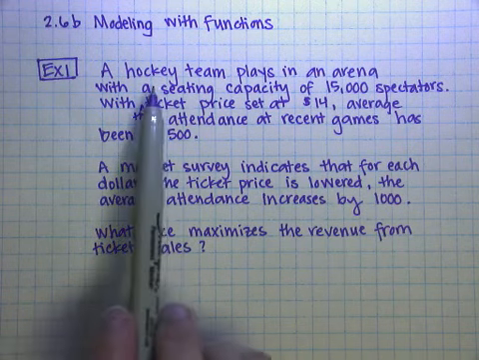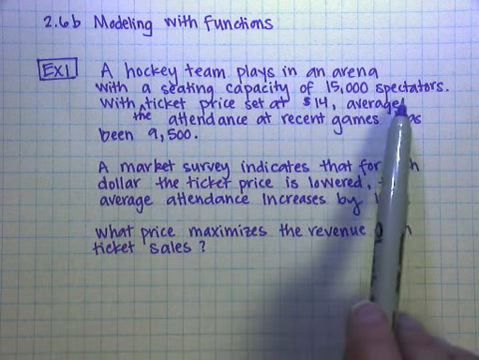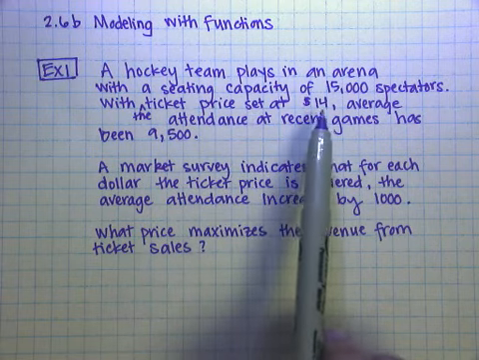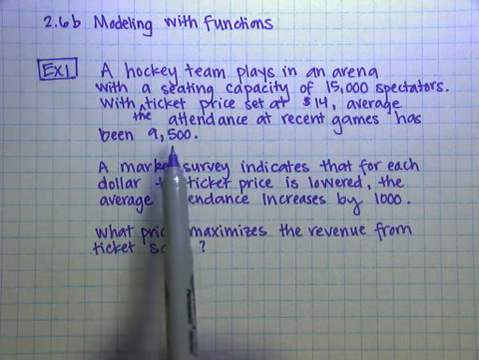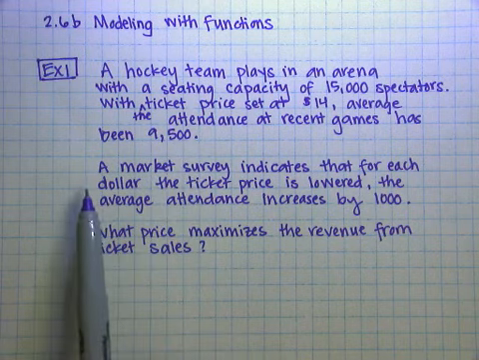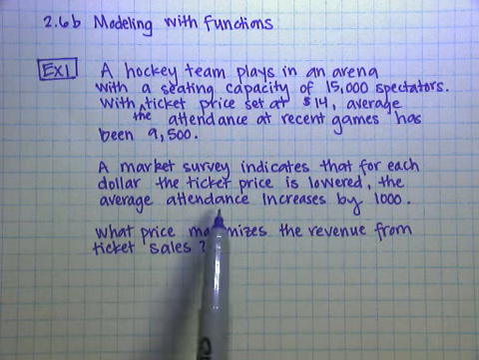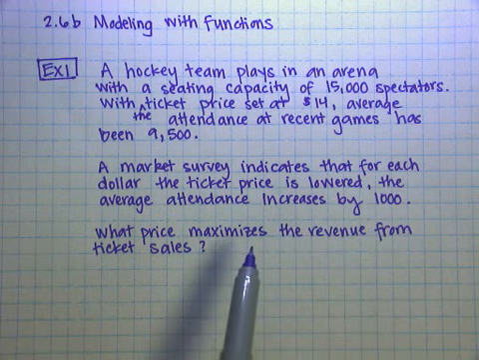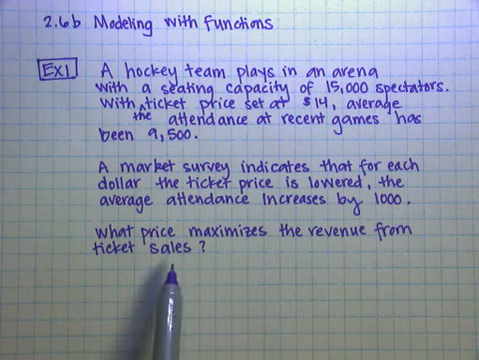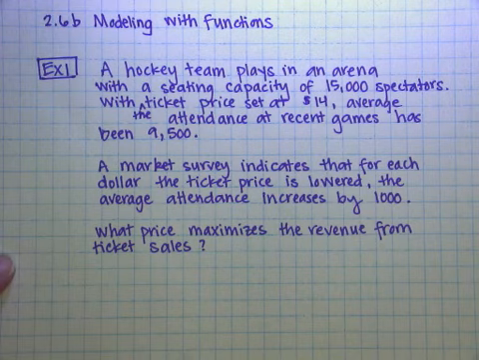So in this situation we have a hockey team playing in an arena. The seat capacity is 15,000 spectators, and when the ticket price is set at $14, the average attendance at recent games has been about 9,500 people. There's been a market survey, and it indicated that for every dollar the ticket price is lowered, the average attendance increases by 1,000 spectators. What we're going to try and figure out is what ticket price is going to maximize the revenue in this situation.